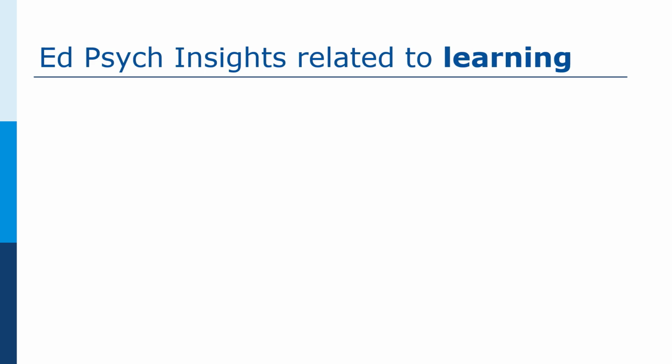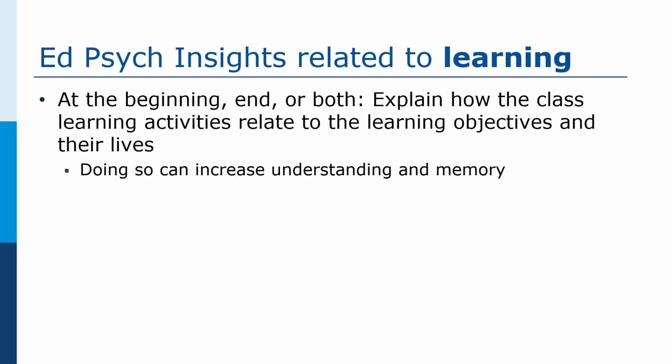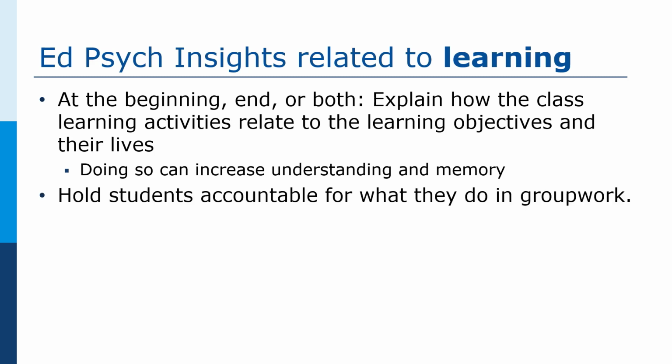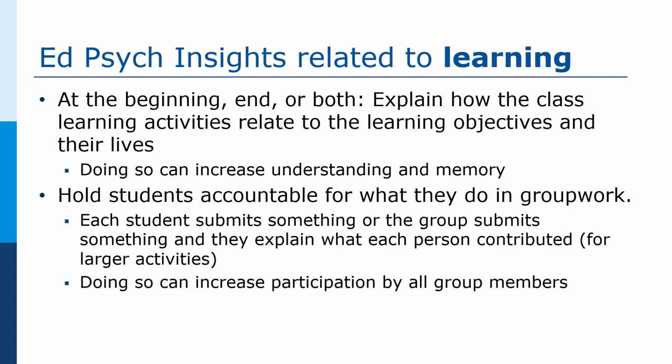To apply educational psychology principles related to learning, at the beginning and/or end, explain how the class learning activities relate to the learning objectives and their lives. Doing so can increase understanding and memory. Also, hold students accountable for what they do in group work. For example, you could have each student submit something, or have the group submit something, and then explain what each person contributed. This can be especially important for larger activities, and doing so can increase participation by all group members.